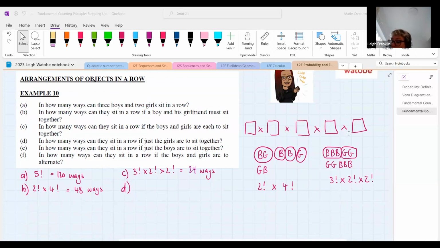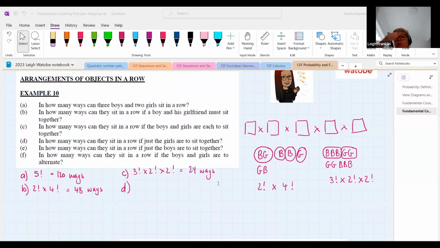So what you've got to first consider each time is the number of ways in which they can sit with each other. Then you put them together as a group, and then you consider the number of ways in which they can sit with the other people as a group. Does that make sense?